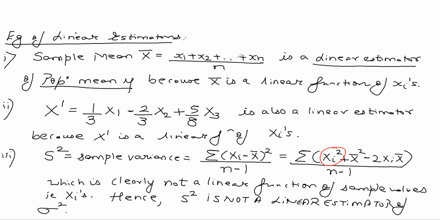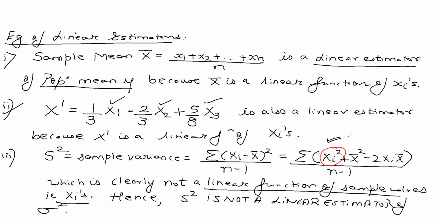So what do we learn from this example? Sample mean is a linear estimator of the population mean because sample mean is a linear function of the xi's. I have taken another example. X dash is also a linear estimator in general because it's a linear function of x1, x2, and x3. But sample variance is not a linear estimator of population variance because it is not a linear function of the sample values, the xi's, since the xi's are coming in quadratic terms.